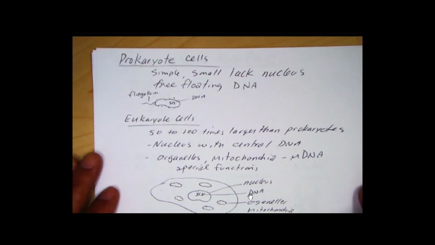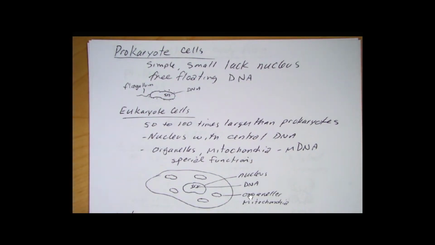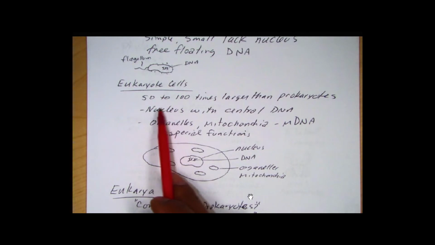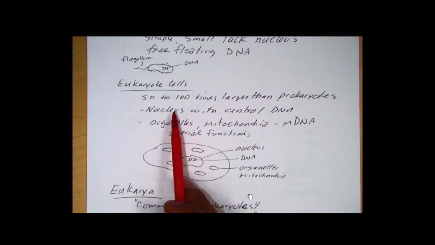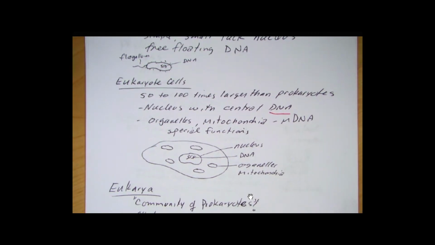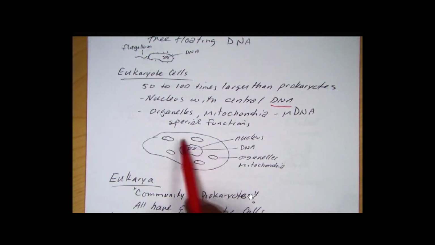And if we go back to our prokaryote cells, they're simple, they're small, they lack a nucleus. They do have DNA, but the DNA is free-floating within the cell. And then if we look at the eukaryotic cells, so these are a little bit more complex. They're larger, 50 to 100 times larger than the prokaryotes. They do have a central nucleus that contains the DNA. But they also have organelles, and these would be the organelles, the mitochondria, that provide special functions like metabolism. In plants, there's one called chlorophyll, which does photosynthesis, right?